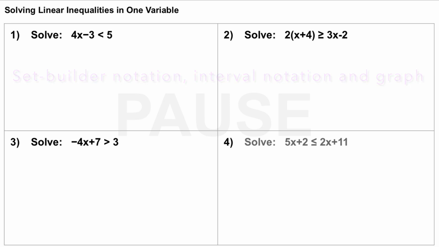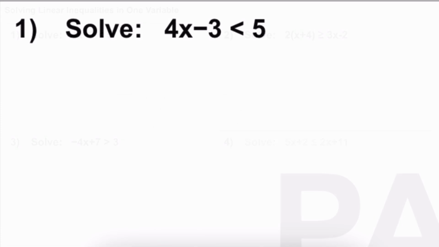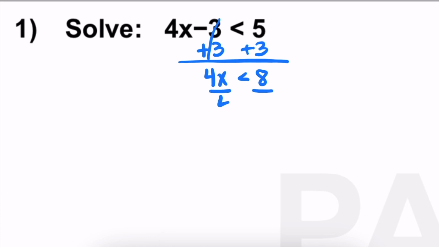Now pause the video. For question number 1, you need to solve 4x minus 3 is less than 5. So just like you're solving a regular equation, we're going to go ahead and add 3 to both sides. And now we have 4x is less than 8. Divide both sides by 4. And x is less than 2. Now, this is your answer right here.